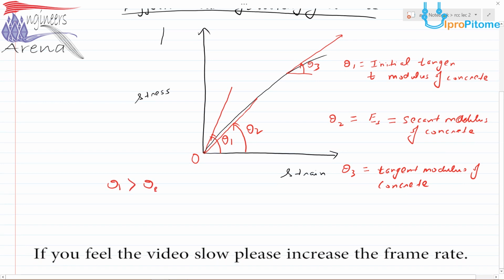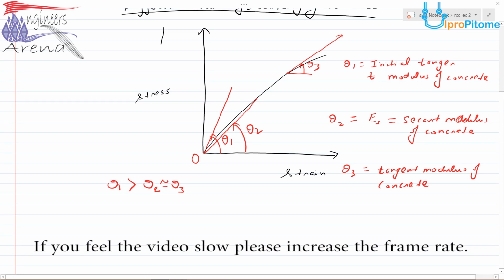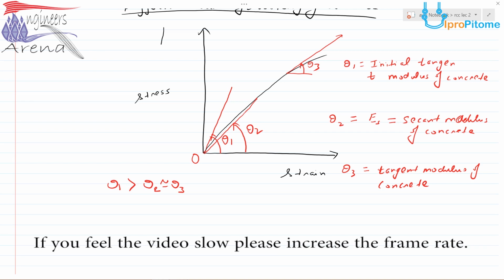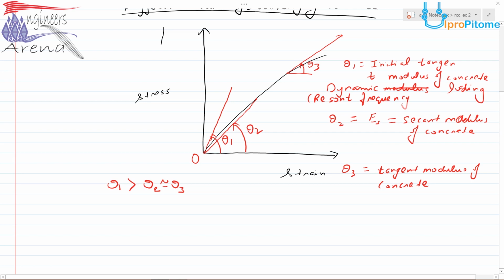You can see theta1 is greater than theta2, and theta2 and theta3 might be equal. They are not interrelated actually, but theta1 is greater than theta2 and theta3. Theta1 is for dynamic modulus, dynamic loading. It is used in the resonant frequency test. Kindly bear with my handwriting.